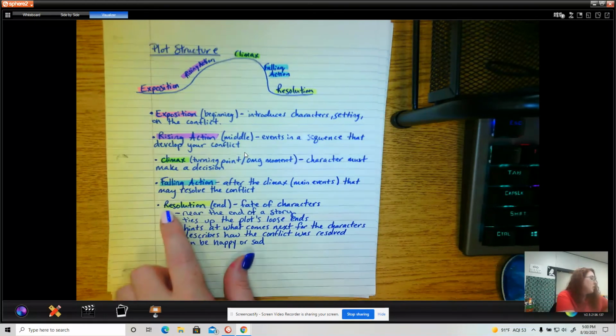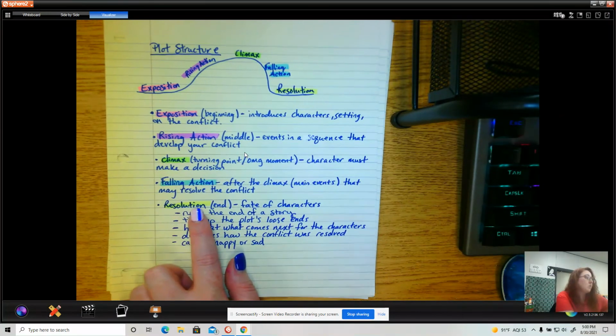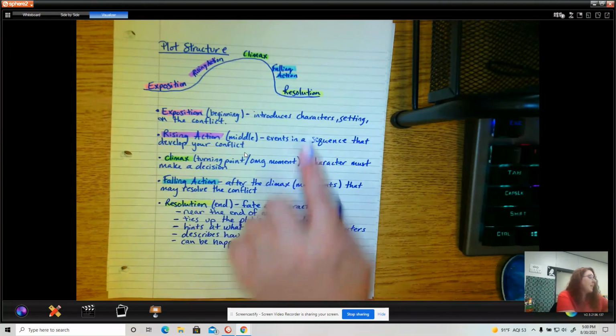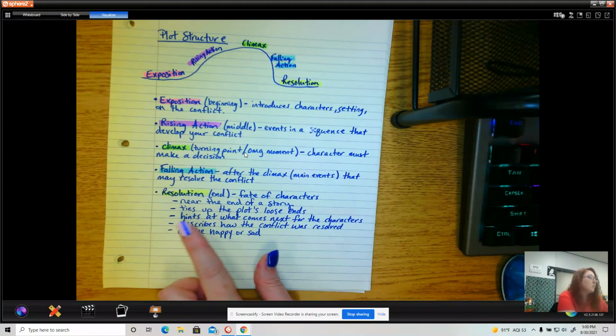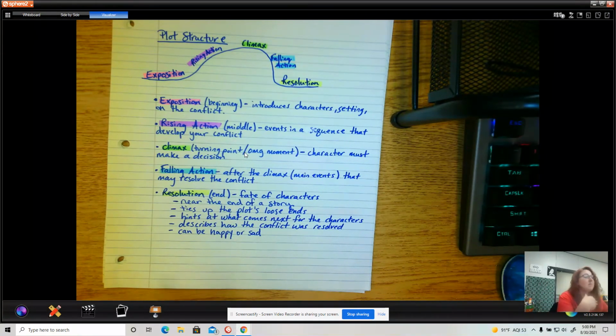the resolution. So in the word resolution, we have this word solution. Okay, it's at the end of your plot. It's the fate of your characters. So it's near the end of your story. It ties up the plot's loose ends. It hints at what comes next for your characters. It describes how the conflict was resolved. And it doesn't always have to be happy, it can be sad and traumatic. So, resolutions are not always happy. They're not. They can be sad, traumatic. Okay?